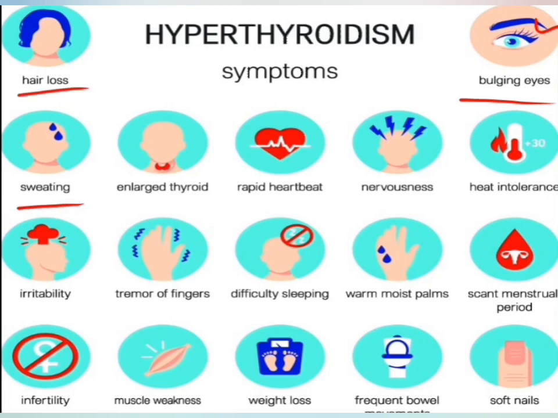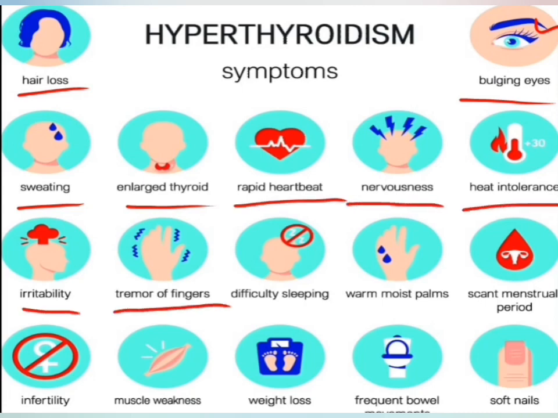Hair loss, sweating, enlarged thyroid gland, rapid heartbeat, nervousness, heat intolerance, irritability, tremors of the hand, difficulty sleeping, warm moist palms, scant menstrual period, oligomenorrhea, infertility, muscle weakness, weight loss, frequent bowel movement, and soft nails. Mostly these are just like we see in the sympathetic system activation.